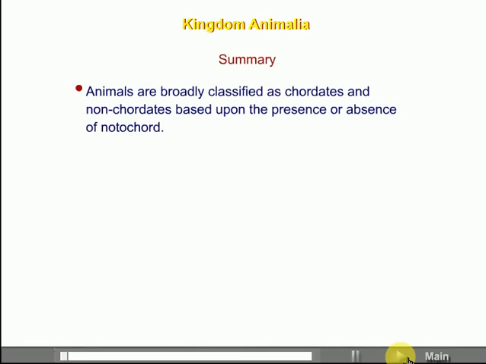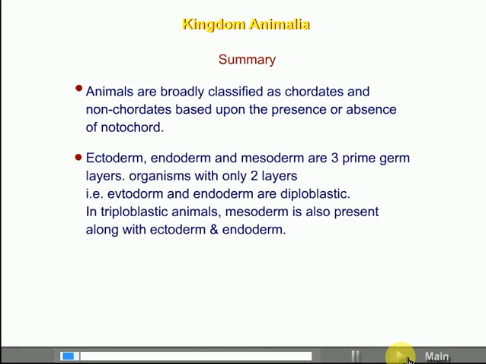Summary: animals are broadly classified as chordates and non-chordates based upon the presence or absence of notochord. Ectoderm, endoderm, and mesoderm are three prime germ layers. Organisms with only two layers, that is ectoderm and endoderm, are diploblastic. In triploblastic animals, mesoderm is always present along with ectoderm and endoderm.